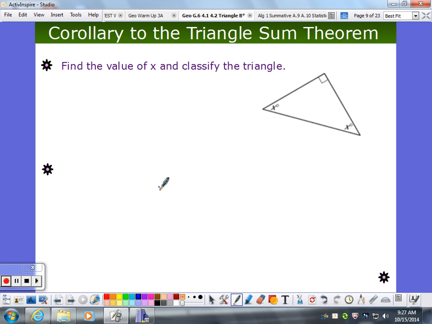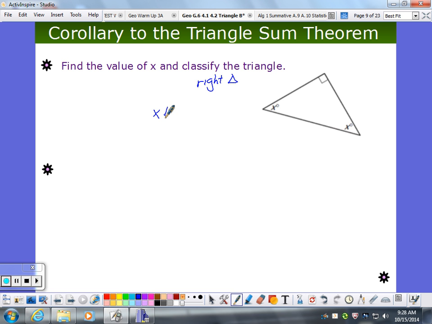So you can just look up here, and let's see if we can find the value of x and classify the triangle. So first of all, what kind of triangle is this? Yeah, Amanda? It's a right triangle. It is a right triangle. So my corollary says that if you have a right triangle, I can add the acutes, and they're going to add up to 90 degrees.